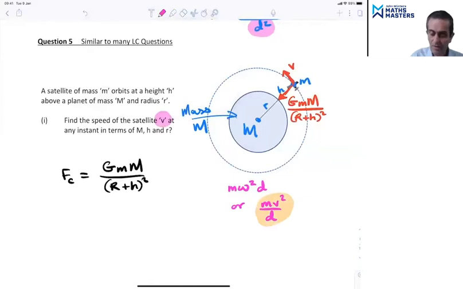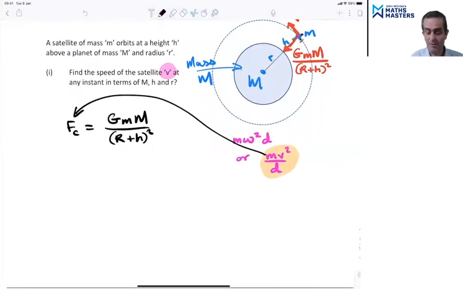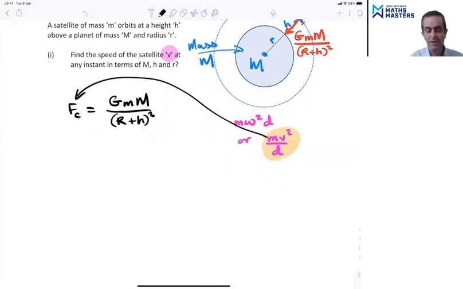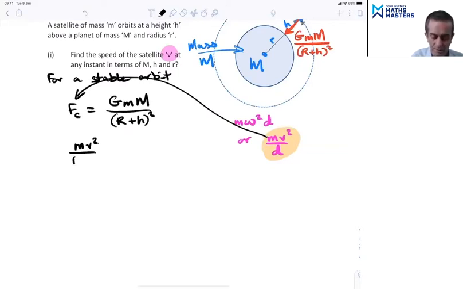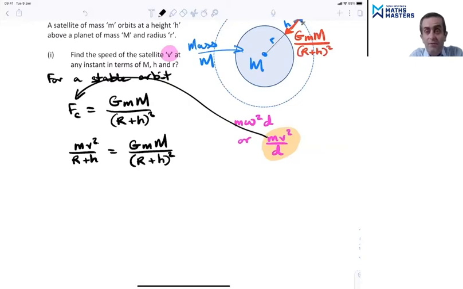So I've chosen the one that's going to allow me to find the velocity of the satellite at any given time. So all we've got to do now is very simply put this in here instead of the centripetal force, because remember, that is the centripetal force. For a stable orbit, the centripetal force is equal to the gravitational force. So that's for a stable orbit. Now, this means that little m v squared, divided by the distance to the center of the planet, which is r plus h, equals G by little m by big M divided by r plus h all squared. Okay, so the centripetal force is equal to the gravitational force.